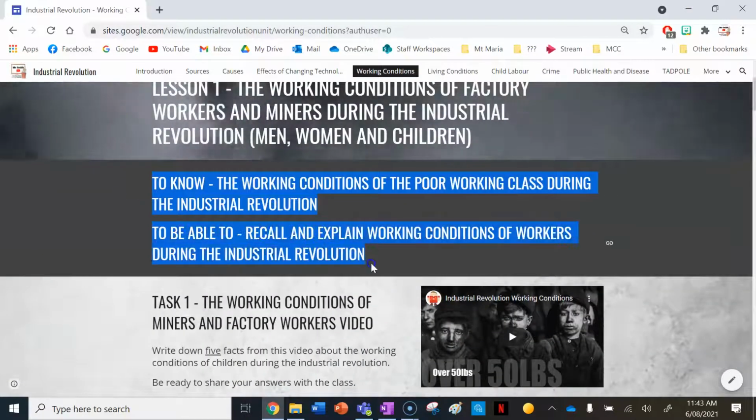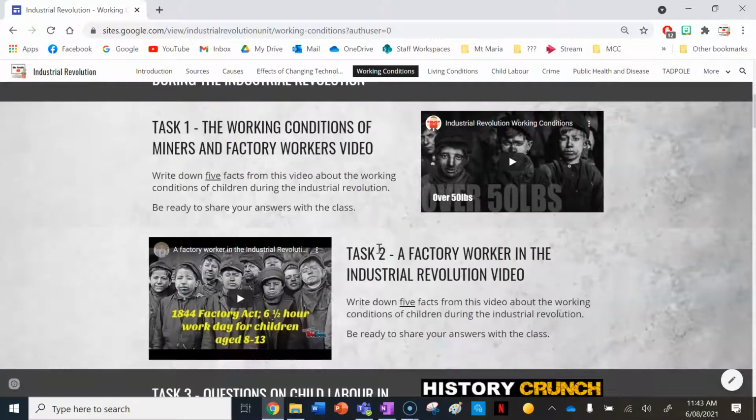Your learning intention and success criteria. By the end of the lesson, you need to know the working conditions of the poor working class during the Industrial Revolution. And you need to be able to recall and explain working conditions of workers during the Industrial Revolution.